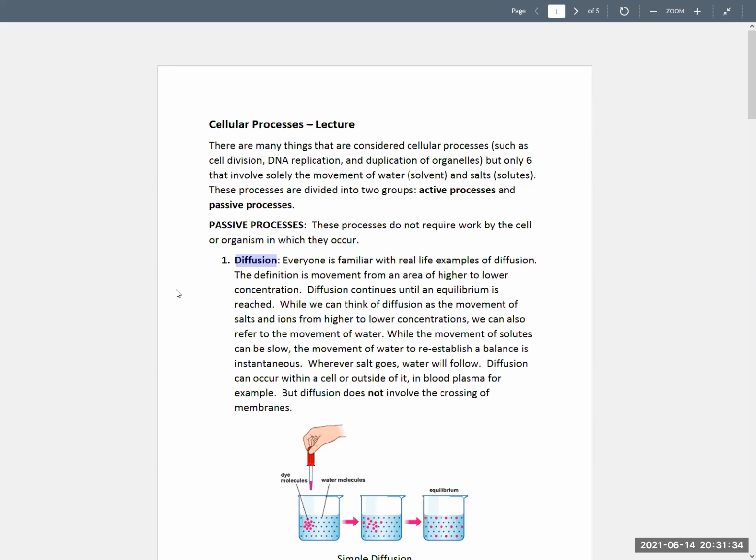Okay? Everybody's familiar with diffusion in real life. We see things diffuse all the time, whether it's a vapor, smell of a flower, or anything like that. We can also think of diffusion as movement of salts and ions from higher to lower concentrations. We can also refer to the movement of water from higher to lower concentrations. Diffusion always moves from an area where a scent or an accumulation of salts or ions or something like that is highest to where it is lower. You may not ever reach the lowest part, but from high to low, that's diffusion.